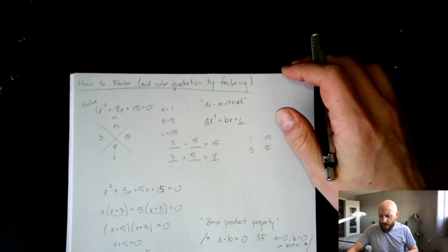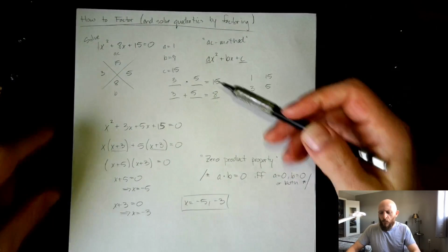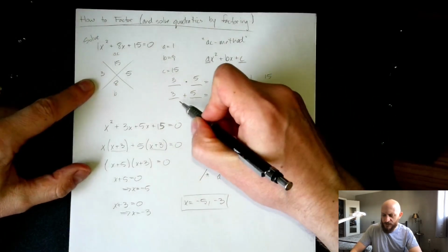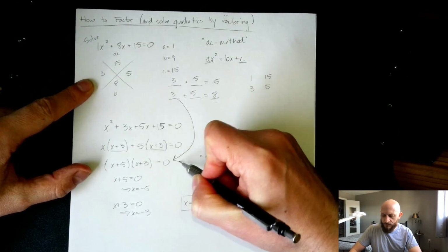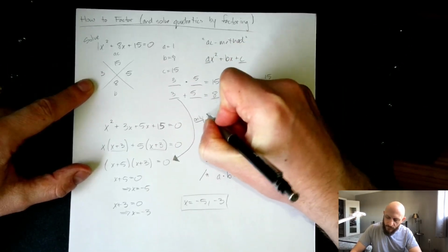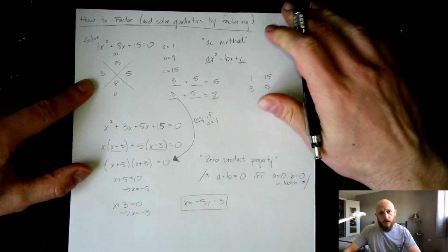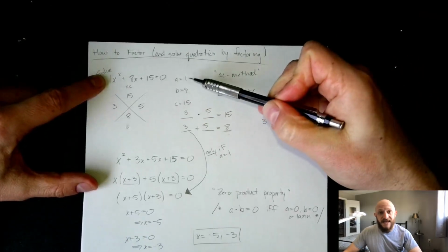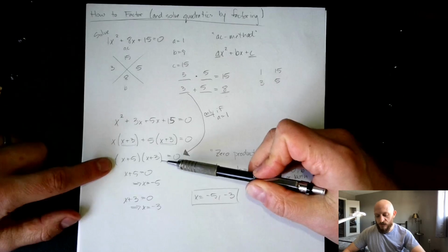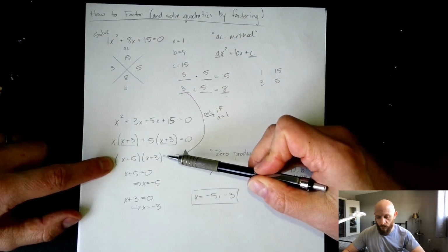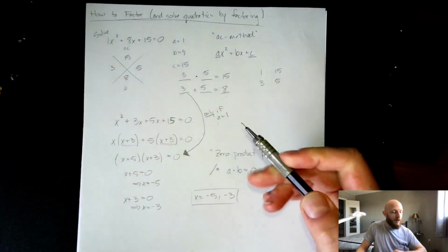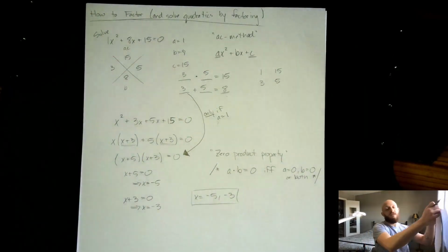And you might notice there is a shortcut: once you find these two numbers, the 3 and the 5, you can actually just jump straight to this factored step. But there's a caveat. This is only if a equals 1. In this situation, like we said, a is equal to 1. When a is equal to 1, then when you find your two numbers, you can jump straight to the factored form. It tells you exactly what the factored form will be: x plus 5 times x plus 3. Only if a equals 1. If a is not 1, you can't do this.